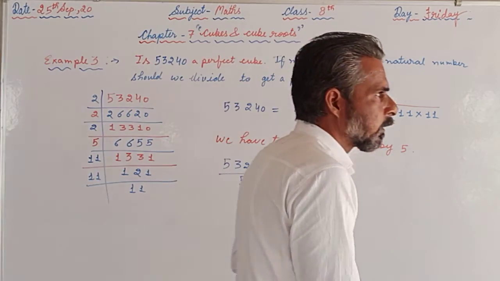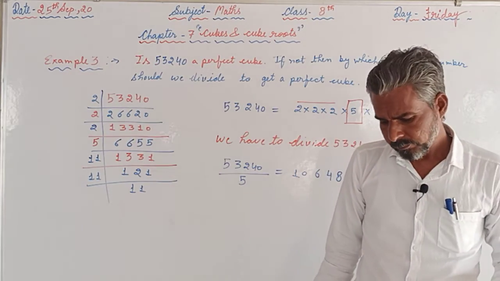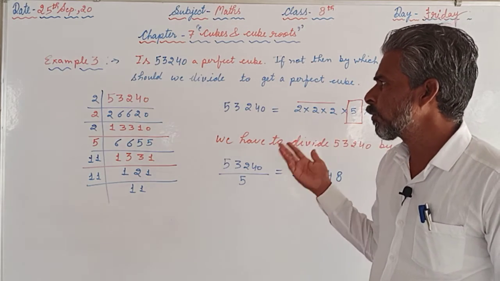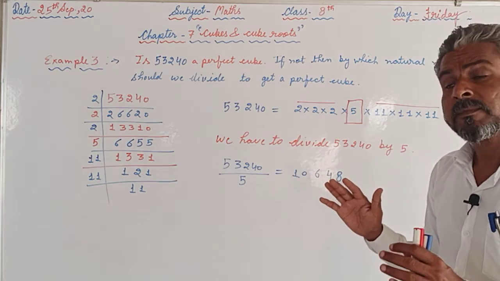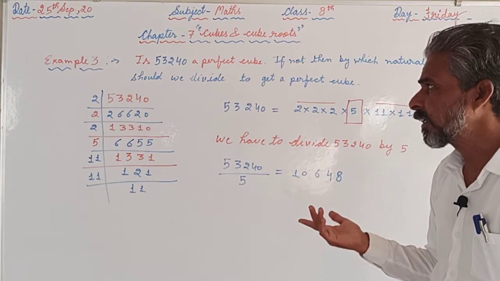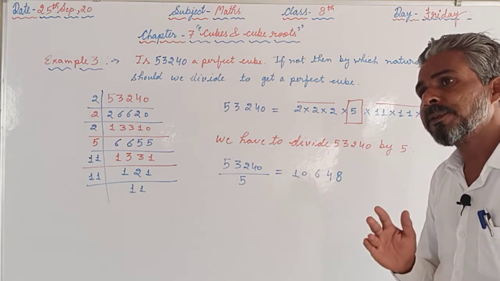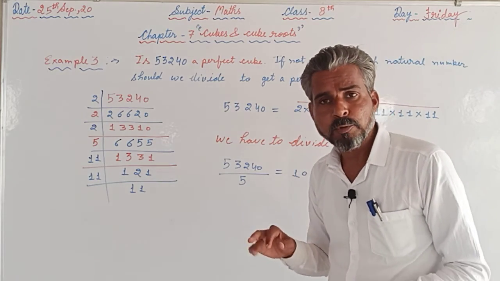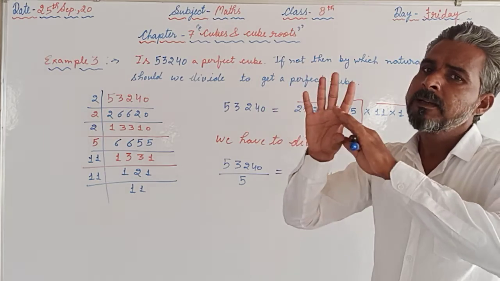is a perfect cube. So now we have taken two different examples. Example number 2, in which we have to find the number by which we have to multiply, and example number 3, in which we have to find the number by which we have to divide. So whether we are multiplying or dividing, we are supposed to complete the triplets.